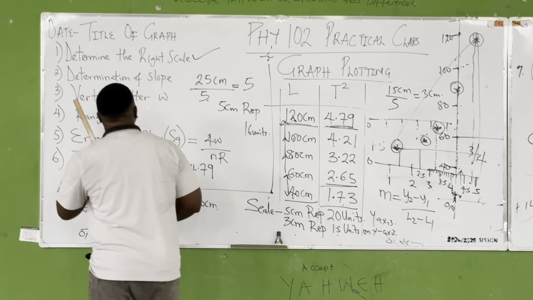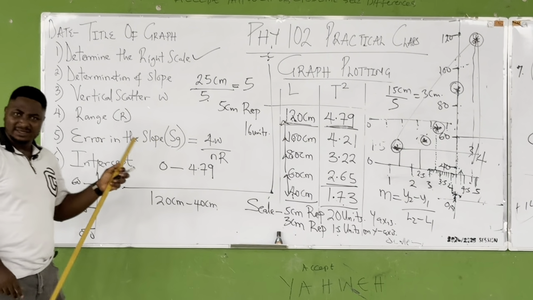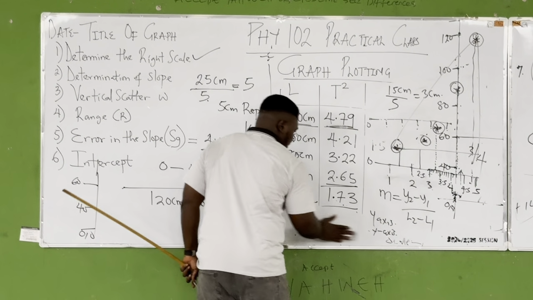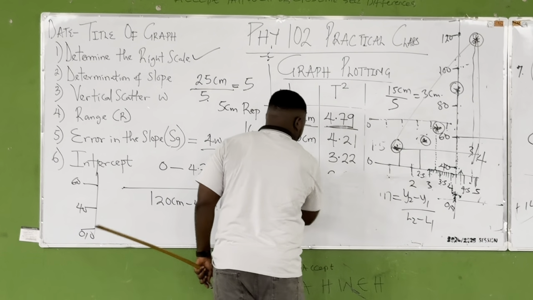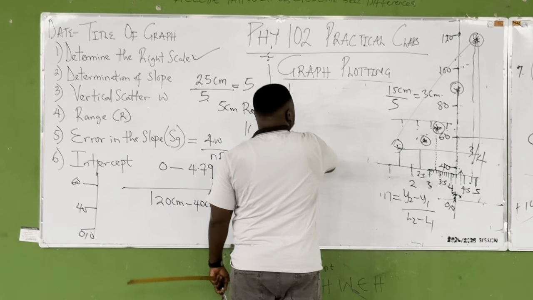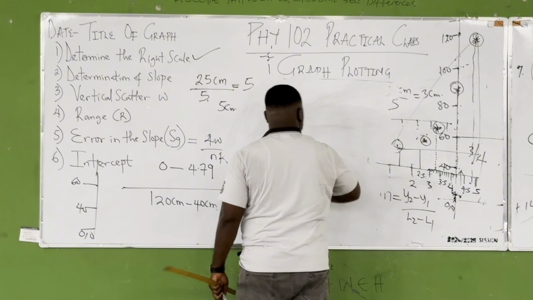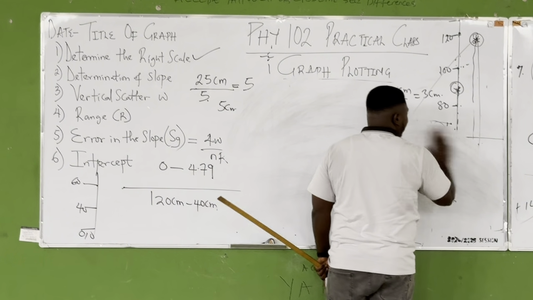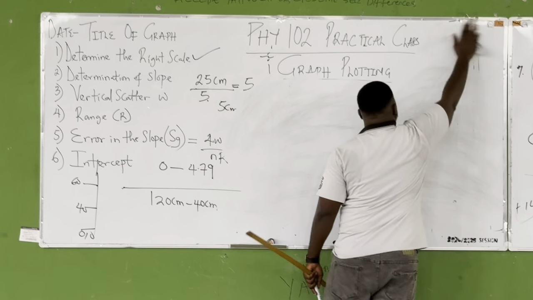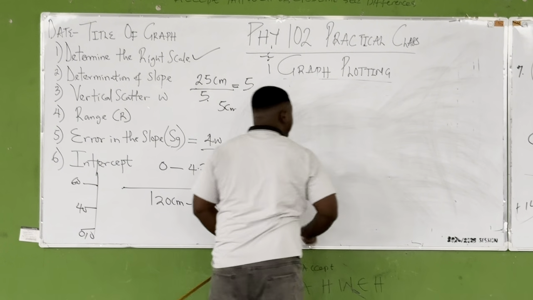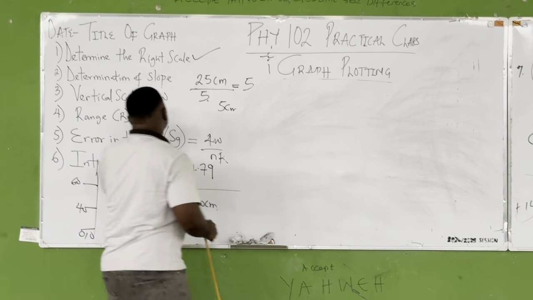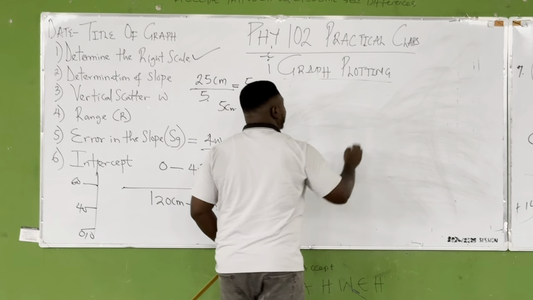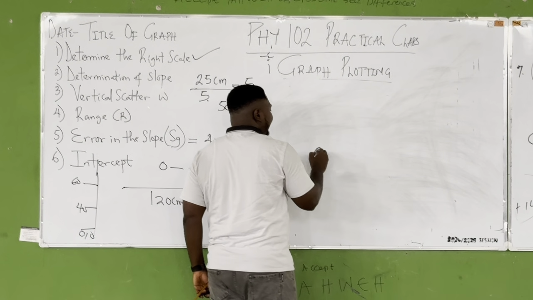Now, the one I know that most people may not know is this vertical scatter W, right? Let me explain. Let me show you. How do you determine your vertical scatter? You must determine it from the graph. Class, follow me carefully, because without this W, you cannot get your error in the slope. Class, let us say this is your graph.